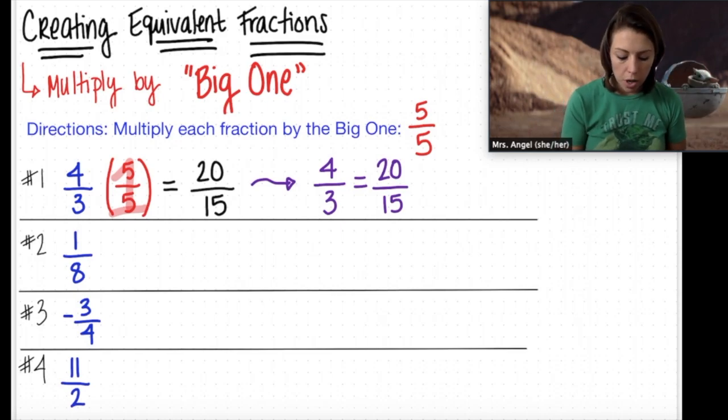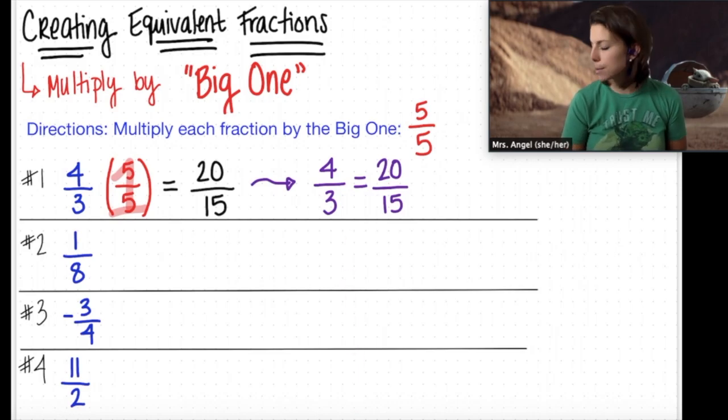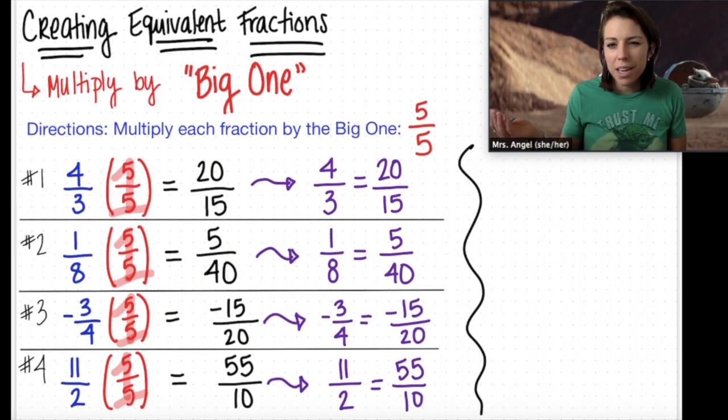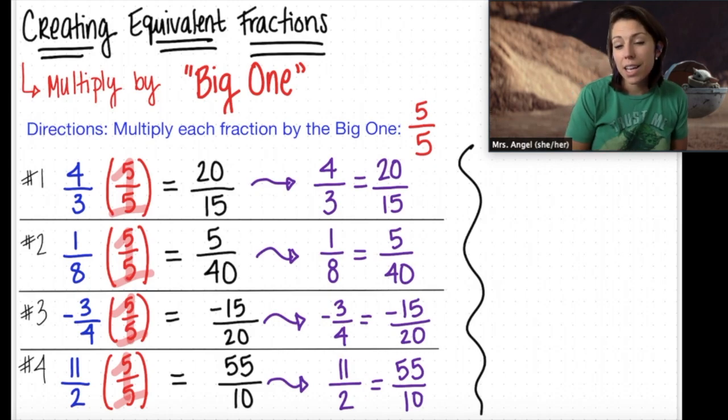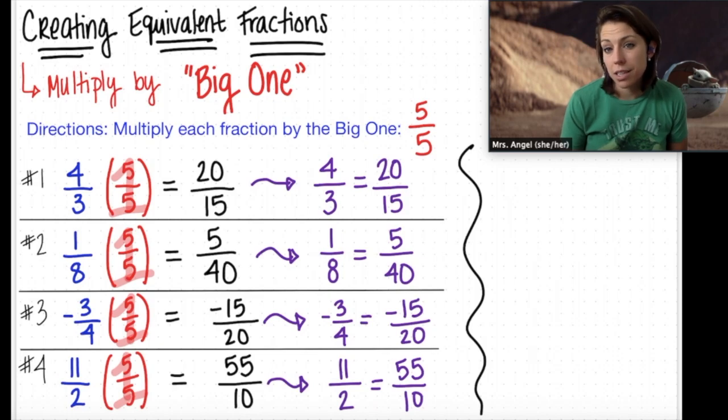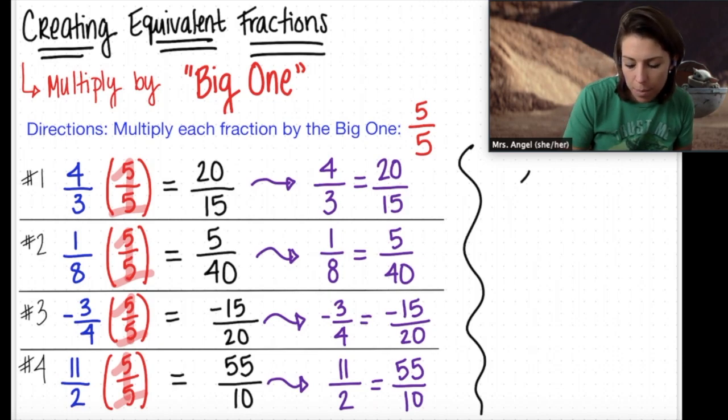Why don't you try number 2, 3, and 4. You're multiplying by the big one 5/5, and then writing out your equivalent statements. So when would we actually use this skill? We use this whenever we're adding or subtracting fractions with unlike denominators. Let's say, for example, I wanted to do 4/3 minus 2/15.